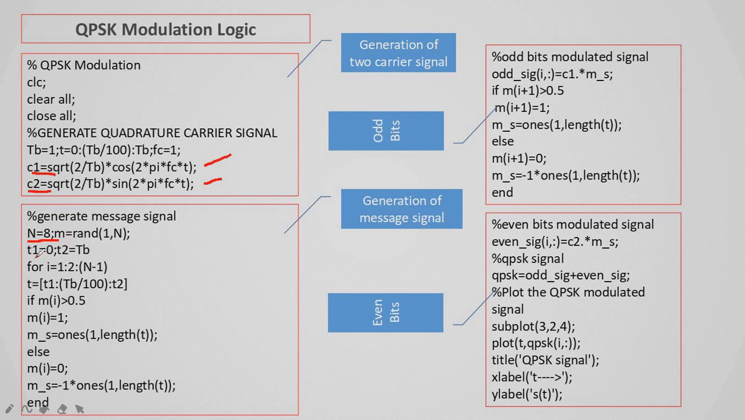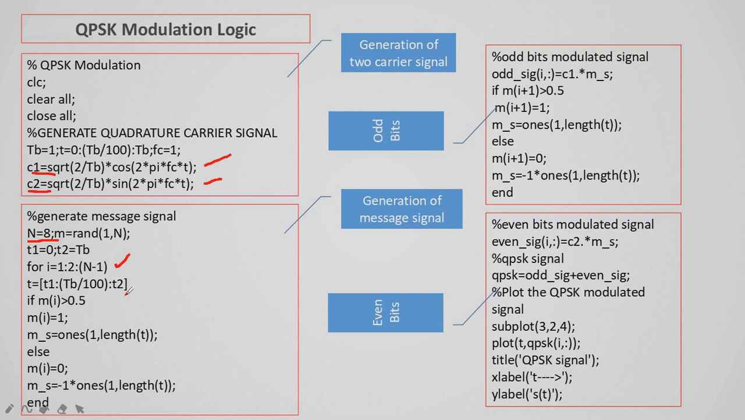Then t1 equals 0 and t2 equals Tb. These are the two time periods through which we can go for the for loop conditions. So this for loop is i equals 1 to 2 to n minus 1. Here n is 8, so the total iteration will be 8 times because we are considering the number of input data as 8. Then t equals t1 to Tb by 100 to t2, so the total time period will lie between 0 and Tb. You have to assign that particular time period.